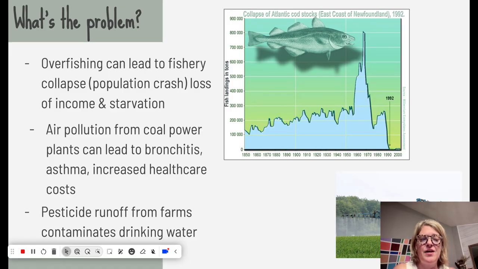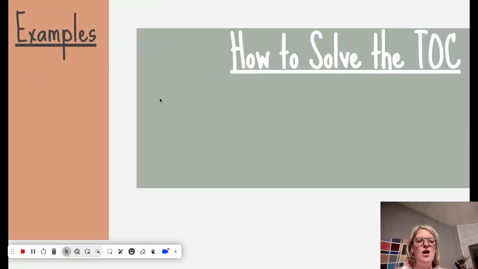Pesticide runoff is another example of this. We keep adding pesticides to our crops, and then it runs off. When it rains, that pesticide gets into our water supplies, streams, rivers, groundwaters, aquifers, and then it's contaminating our drinking water. And again, this leads to all kinds of issues. So all of these are problems because of tragedy of the commons.